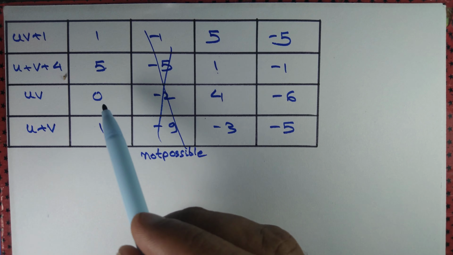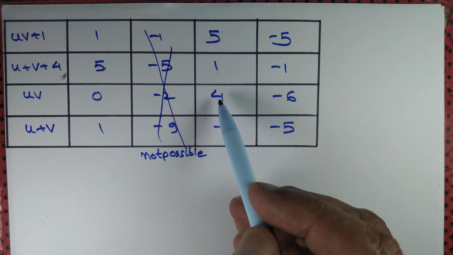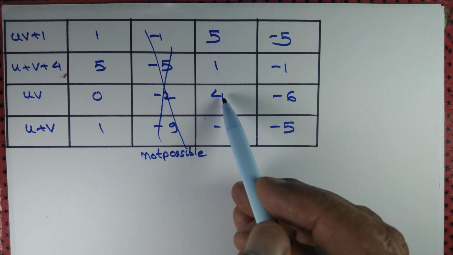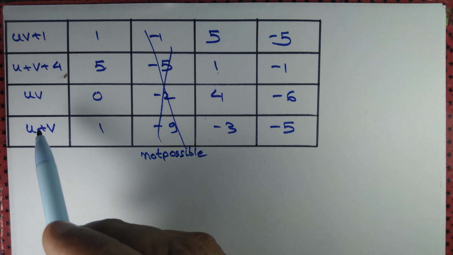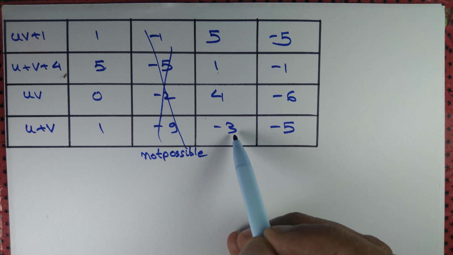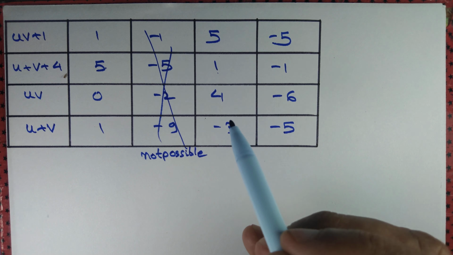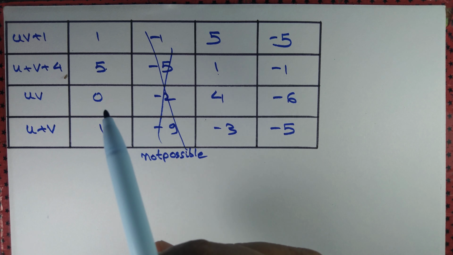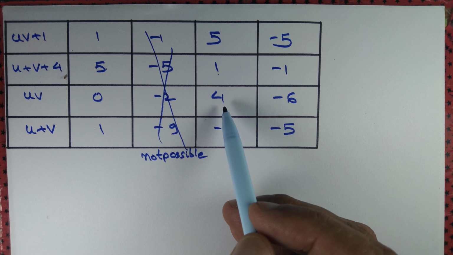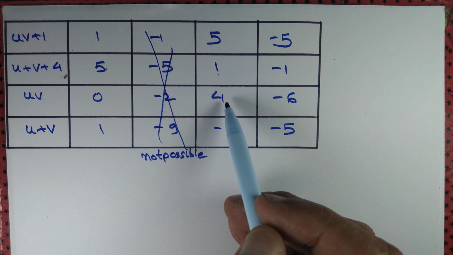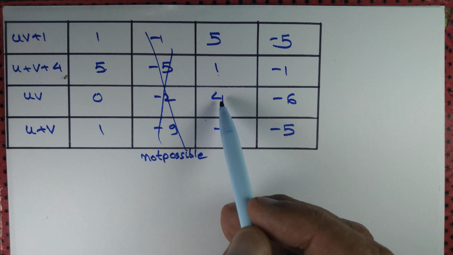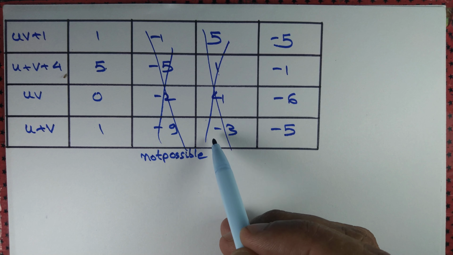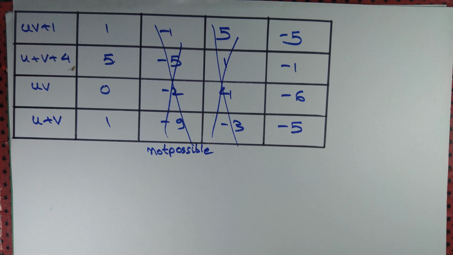What about this one? Product equals 4, so u and v can be both plus 2 or both minus 2. In any case, u plus v is not equal to minus 3. Further, one might be 4, the other might be 1, or minus 4 and minus 1. In any case, this is also not possible. 4 and 1 will give you 5, minus 4 and minus 1 will give you minus 3.